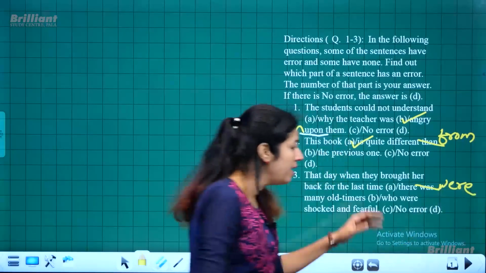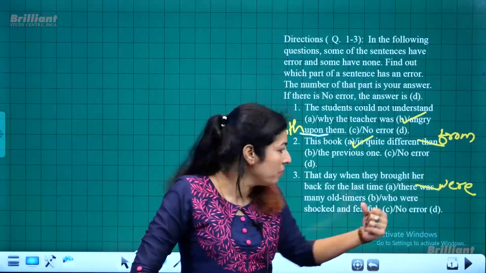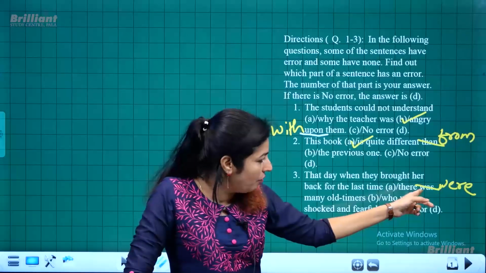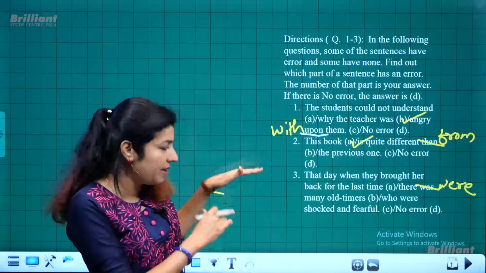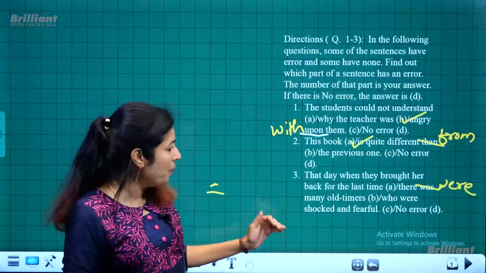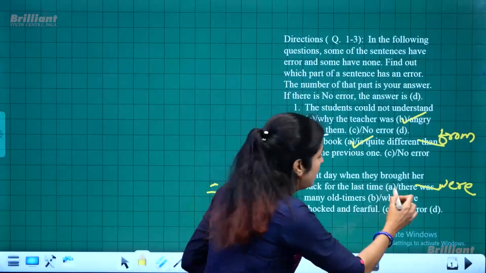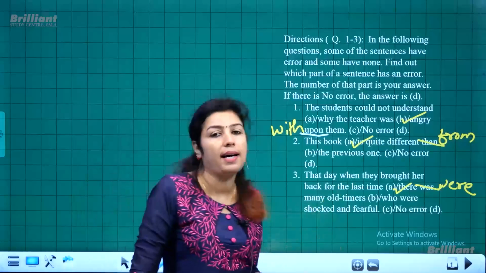So it should be there were. With this plural, it should be were. If you rub this off and substitute it with were, it would become a correct sentence. So here also the statement has gone wrong. It's not free of errors. So in this third statement, there was many old timers, that part has gone wrong.